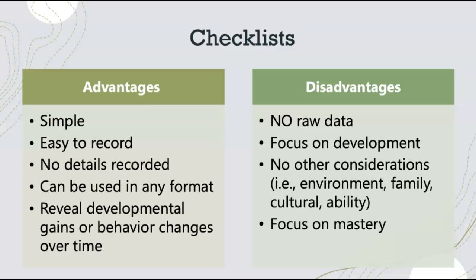There are several advantages when it comes to using a checklist. They are easy to use as they eliminate the need to record any details and can be used in any format. The data can be used almost immediately and can reveal the developmental gains or behavioral changes that have occurred from one time to the next. The disadvantages, on the other hand, include the lack of raw data. Information is not documented about the details of the behavior or its context. There is great consideration of typical development with no other considerations, such as family, environment, culture, or individual ability.